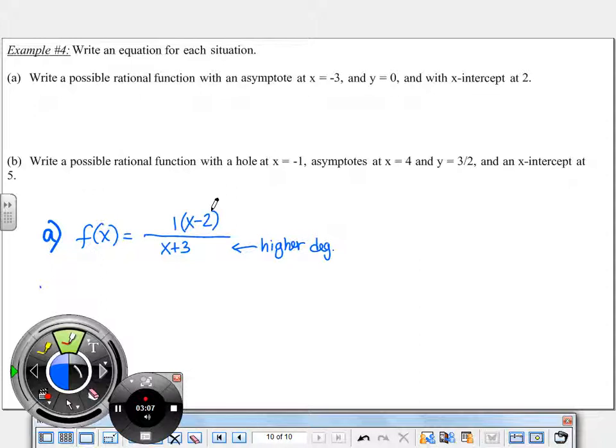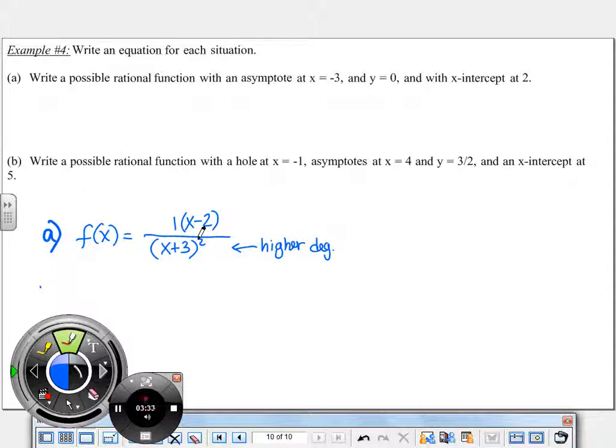Okay. But now, if I just put this factor in here, does the denominator have a higher degree? No. Now, they told me some stuff about the function, but they didn't say this is all-inclusive, this is everything. They just said, write a possible function that has these things. What do I need to do to my function to make it meet this requirement of having a higher degree in the denominator? Okay, sure. I could go ahead and I could square this. That would work.